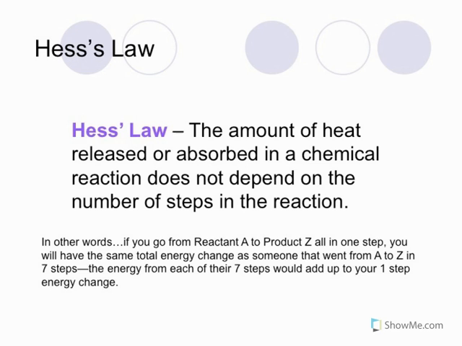His law states that the amount of heat released or absorbed in a chemical reaction does not depend on the number of steps in the reaction. So in other words, if you go from reactant A to product Z all in one step, you will have the same total energy change as someone that went from A to Z in 7 steps. The energy from each of their 7 steps would add up to your 1-step energy change.